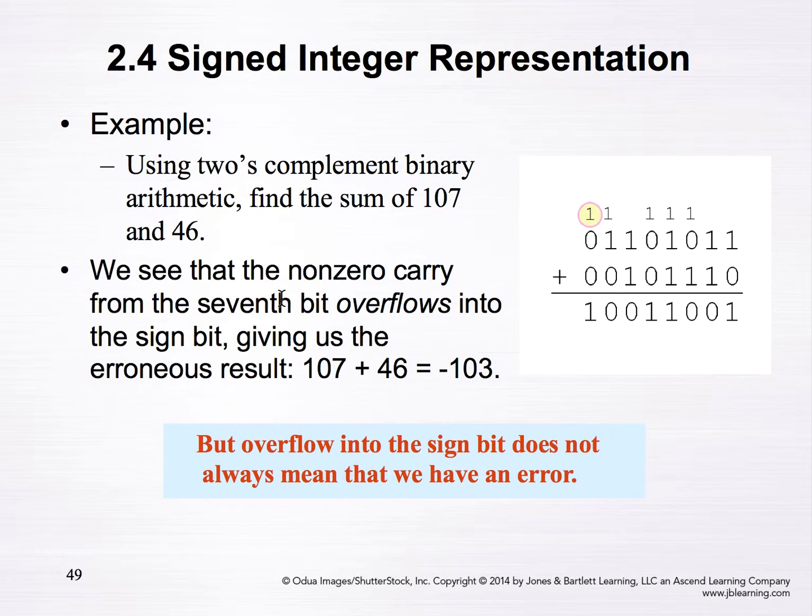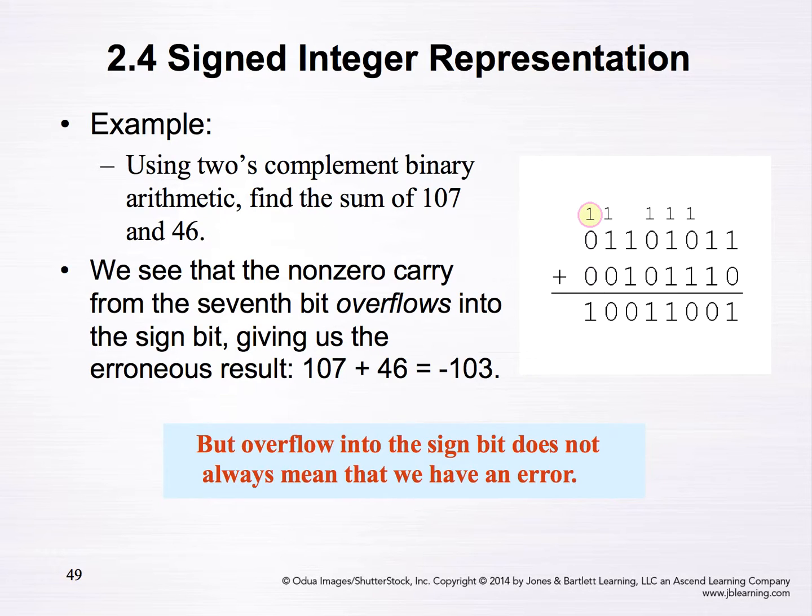So we can see that the non-zero carry from the 7th bit overflows into the sign bit, giving us the erroneous result of 107 plus 46 equals negative 103. Okay, so that's an incorrect answer. But overflow into the sign bit does not always mean that we have an error.